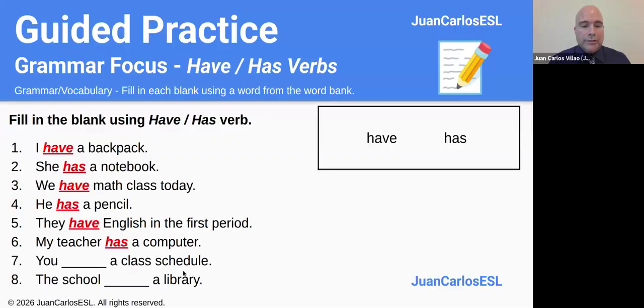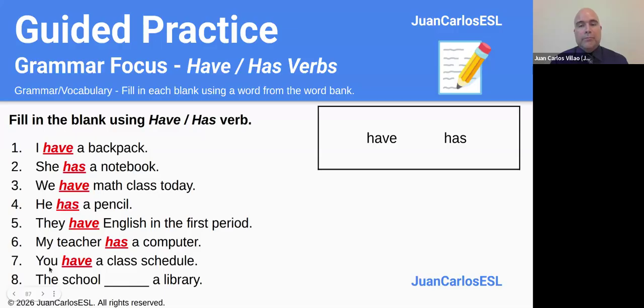You blank a class schedule. You have a class schedule. You have a class schedule. You is second person, and we have to use have when it is second person and singular.